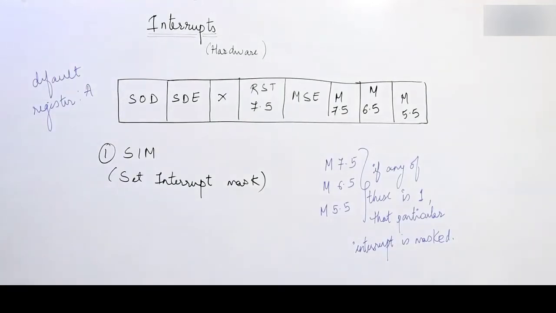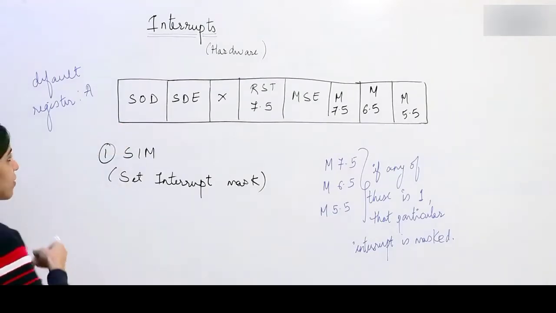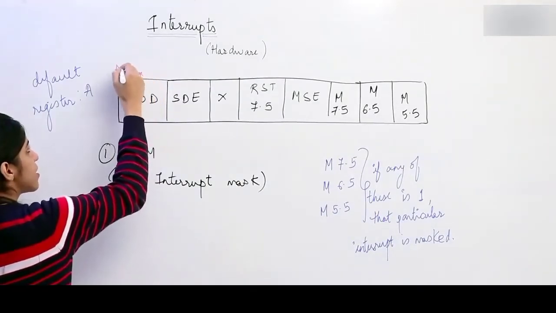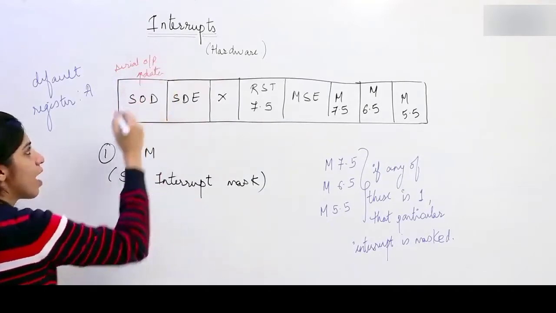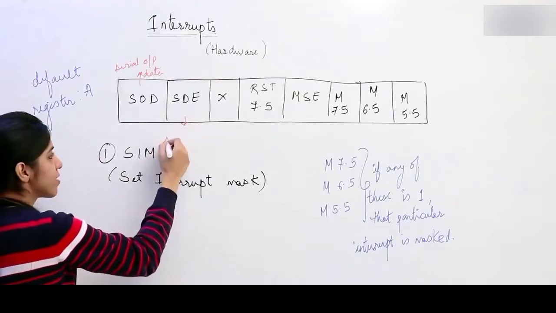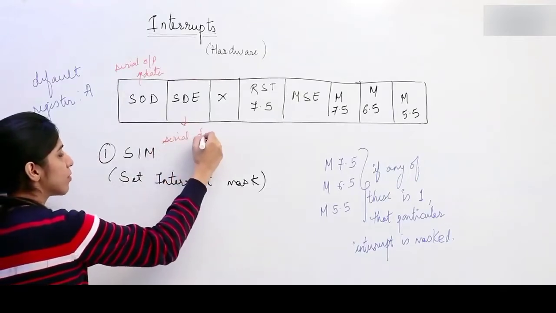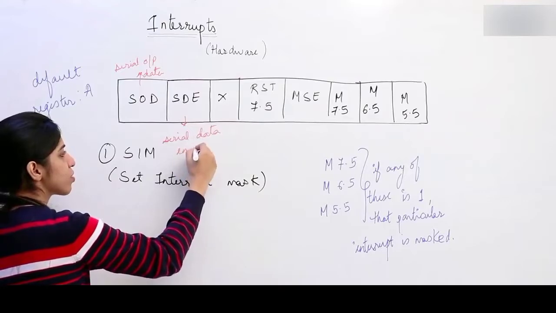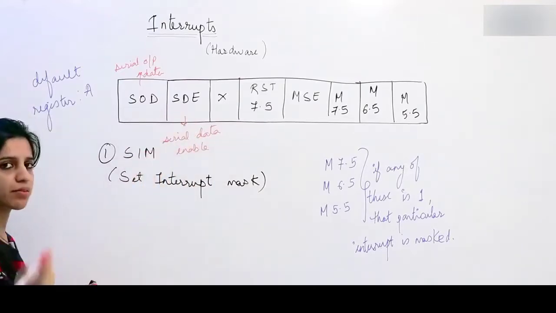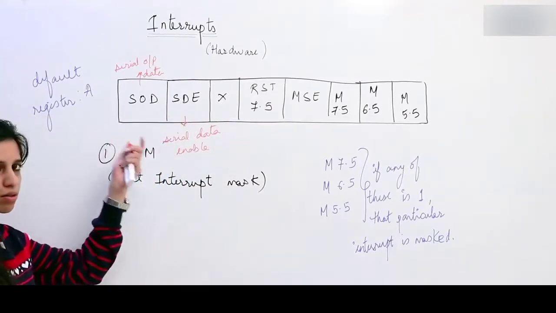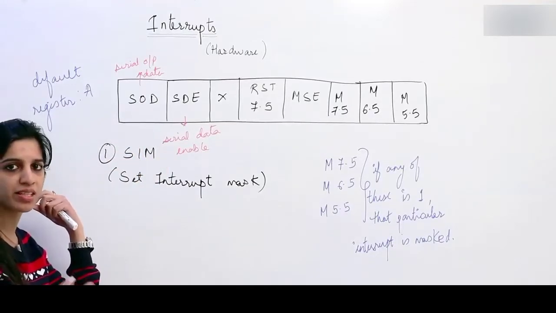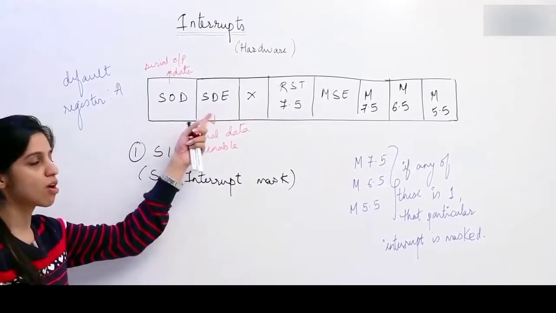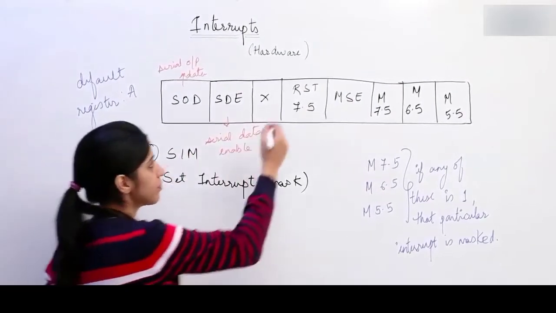The 8 bits of the accumulator are represented like this. This is serial output data. This is serial data enable. We are going to see the function of these later, but for now you can just understand that whenever the microprocessor wants to communicate serially with a device, to transfer data serially, we use these pins. For now we are looking at the masking.